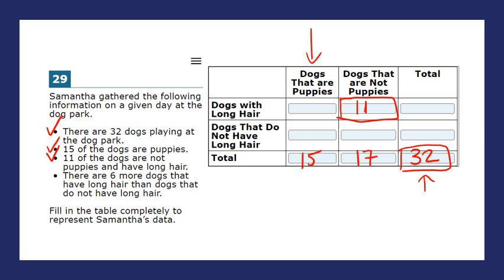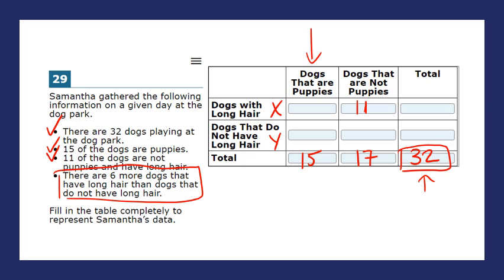Now last but not least, they gave us a piece of information that states there are 6 more dogs that have long hair than dogs that do not have long hair. Whenever you see a statement like this, it's definitely a very good indication that this is going to be a systems of equations type of question. So one thing you have to make sure you're able to do is define some variables here. That last piece compares 2 different characteristics, dogs with long hair and dogs that do not have long hair. So I'm going to put an X and a Y next to these 2 characteristics that we're trying to describe.